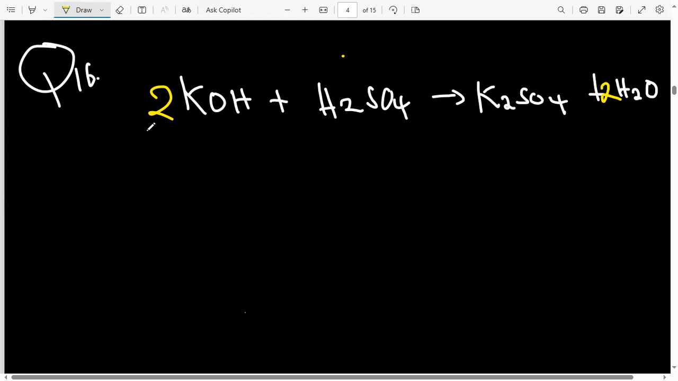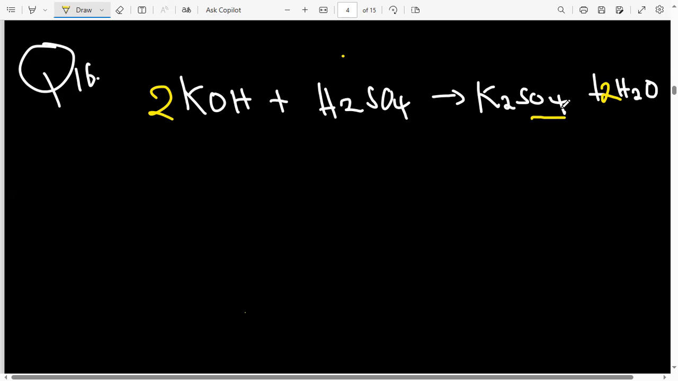Then what about the oxygen? So the oxygen, I have 2 here, 2 oxygen plus 4. It gives me 6. And then even here, I have 4 oxygen plus 2 of the oxygen there. So it gives me 6. So the reaction is balanced, right?